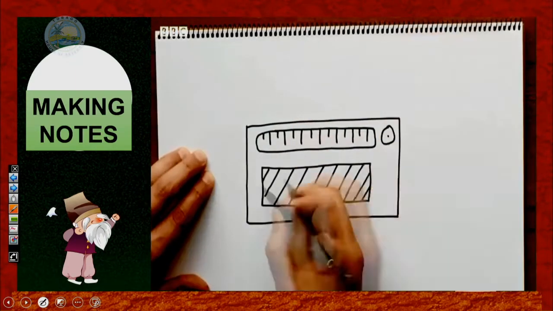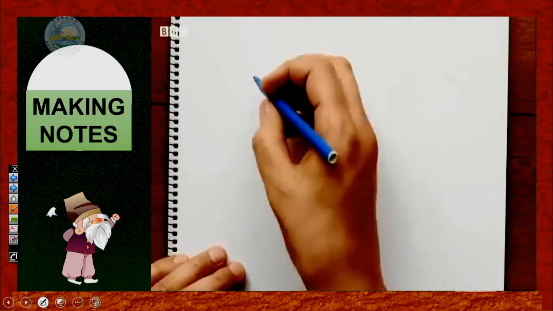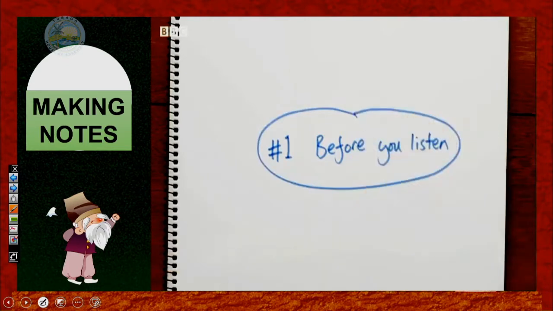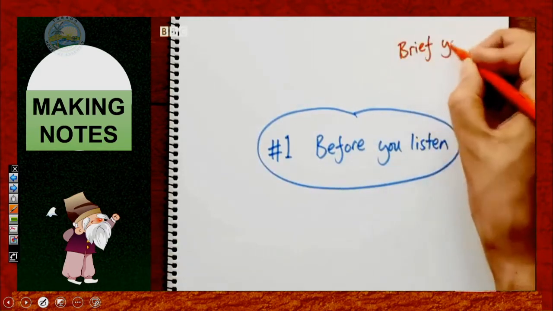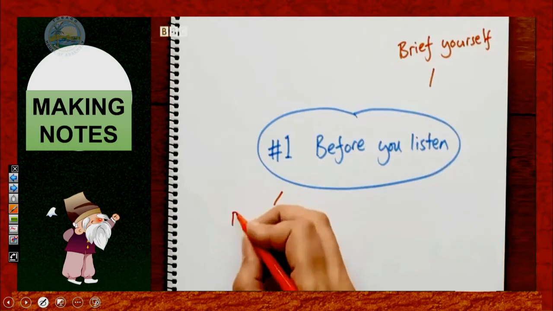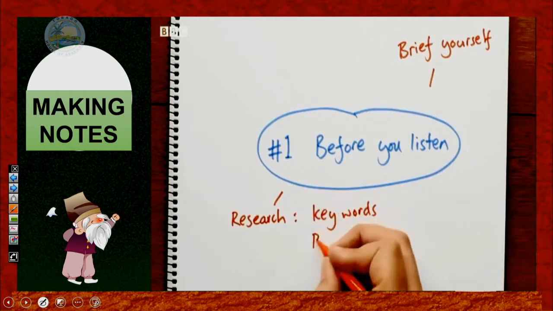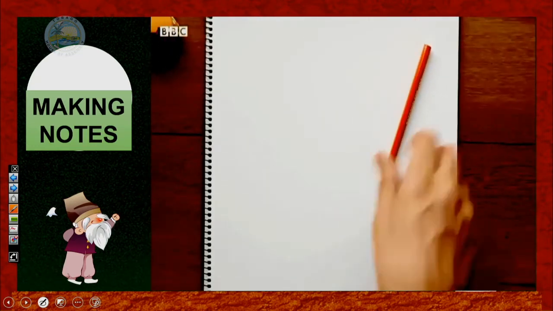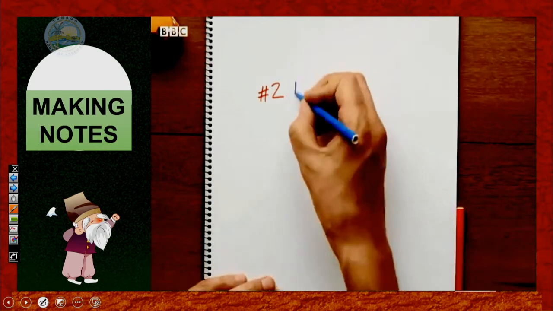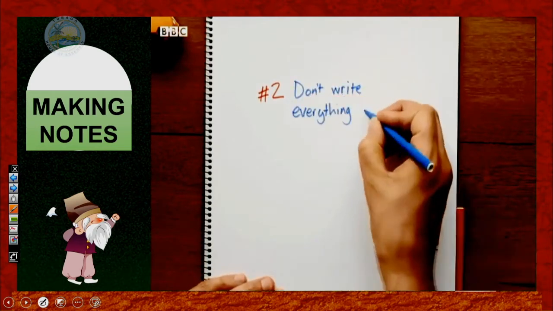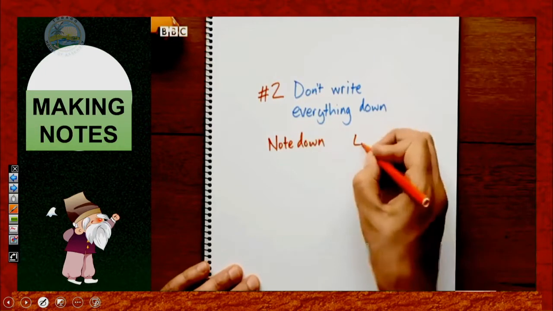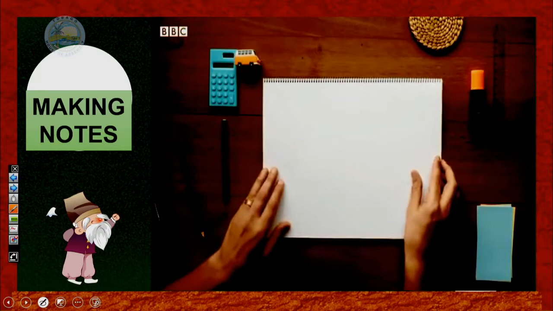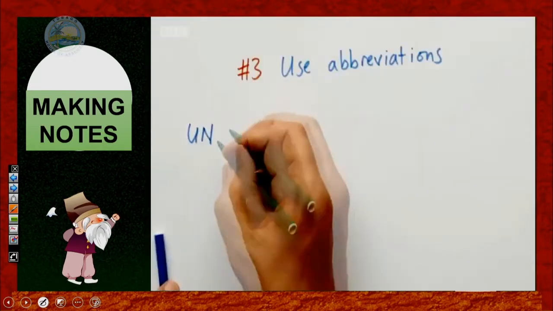First one, before you listen, gather information, read relevant course materials, anticipate what's going to appear. You can research keywords and phrases in advance, so you're not surprised when you hear them. Another tip, don't note everything down. Take shortened notes. Think about what's useful and what you can leave out. And to save space and time, use abbreviations when you can.